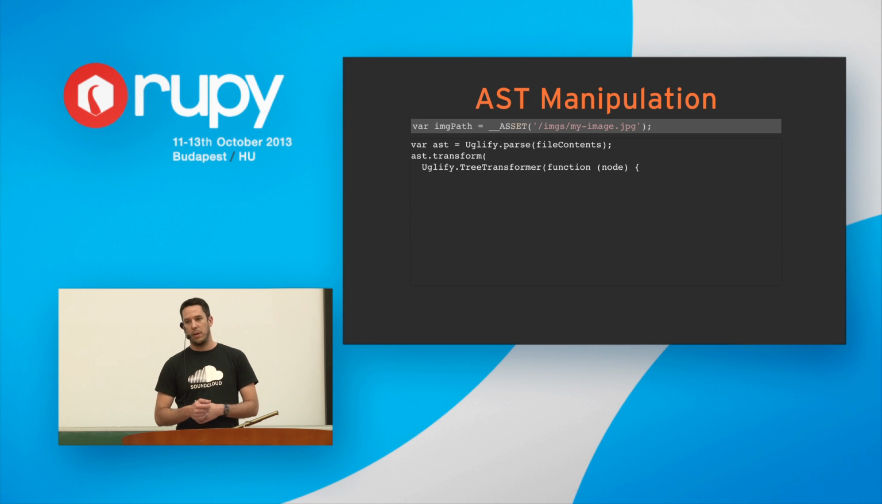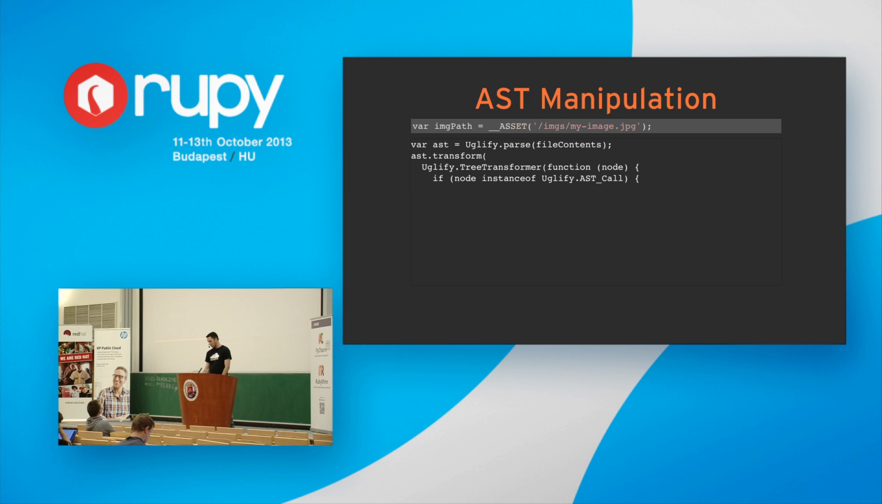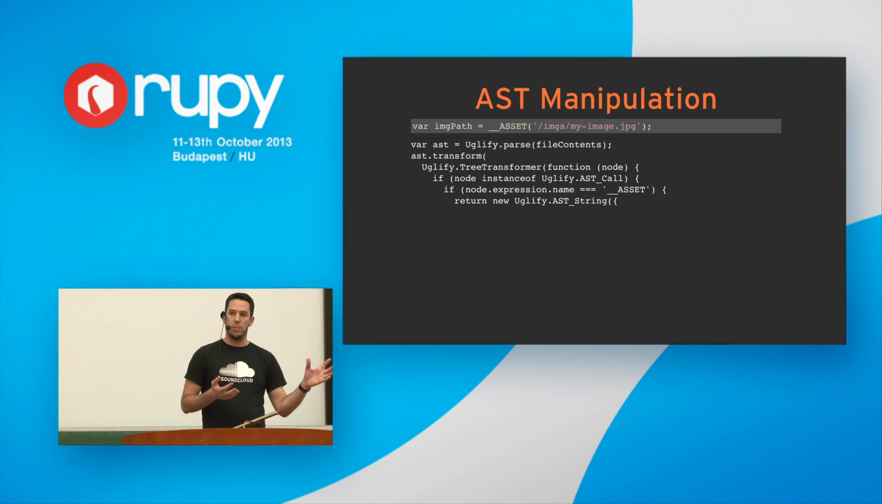You can transform an AST by using a tree transformer object, which Uglify provides. This is simply something which walks over the entire tree, and it gives you a callback function for every node that it hits. So inside our callback function, we check, is the node that we're on right now a call node? So that's a function call. And is the function that's being called, is it called asset? If it is, then we actually return a new object. So this is a new string that goes into its place.